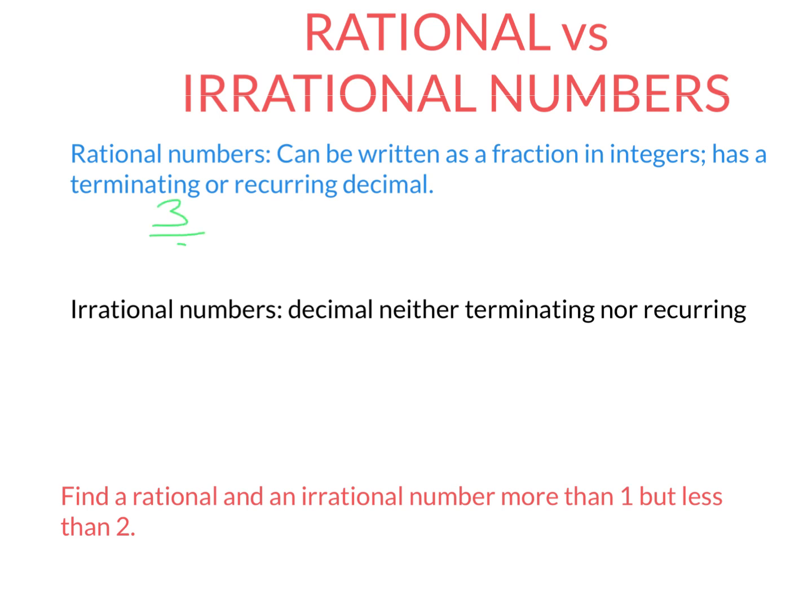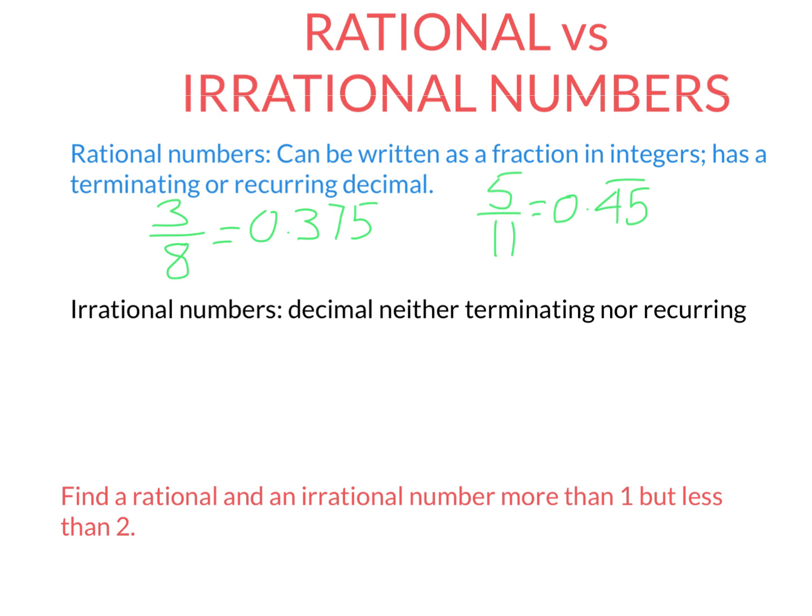So 3 over 8 would be a rational number. 3 over 8 has a terminating decimal, 0.375. So 0.375 is also rational because these two are the same number. Something like 5 over 11, that is a fraction in the integers because it has an integer numerator and denominator. So that's a rational number. If you were to convert this to a decimal, it would be 0.45 recurring. So 0.45 recurring is also rational because it's the same as 5 over 11.